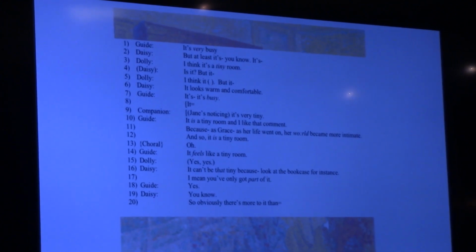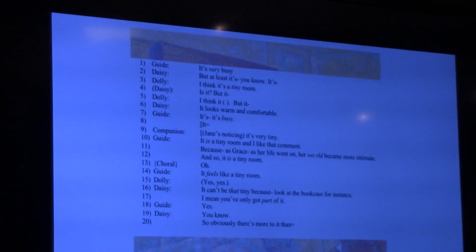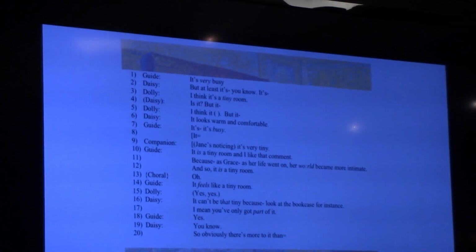It feels like a tiny room. It can't be that tiny because look at the bookcase, for instance. I mean, they've only got part of it. Yes. So obviously there's more to do.